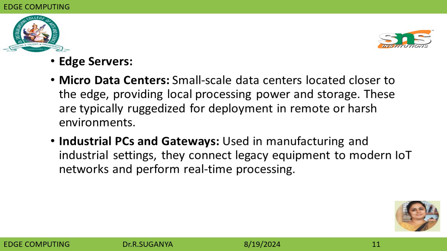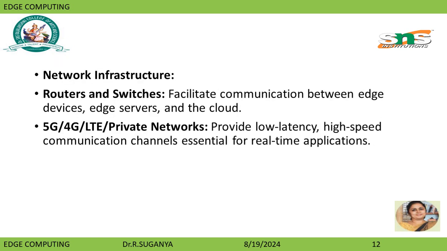These are typically ruggedized for deployment in remote or harsh environments. Industrial PCs and gateways are used in manufacturing and industrial settings. They connect legacy equipment to modern IoT networks and perform the real-time processing. Network infrastructure, routers and switches, facilitates communication between edge devices, edge servers and the cloud.